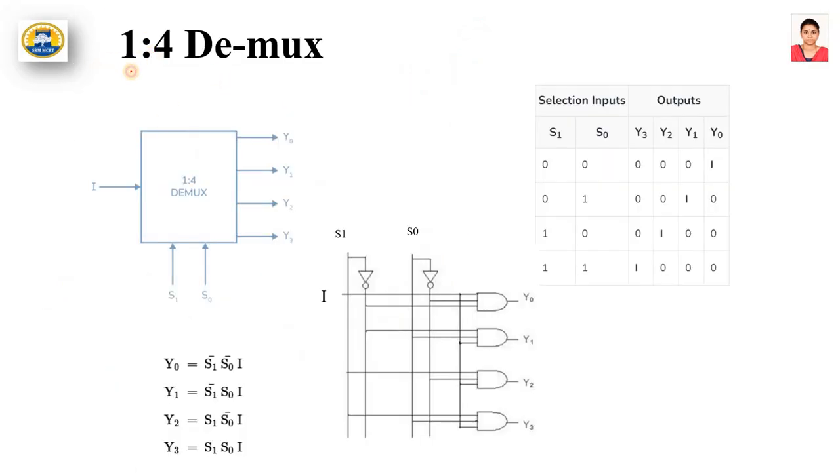Now the 1 to 4 demux: 1 input, 4 outputs. How will you write 4 as a power of 2? 2 power 2. Therefore, this demultiplexer will have 2 select lines. From the power you are going to decide the number of select lines or control lines. So here it is 2 power 2, hence it is 2 select lines, S1 and S0.